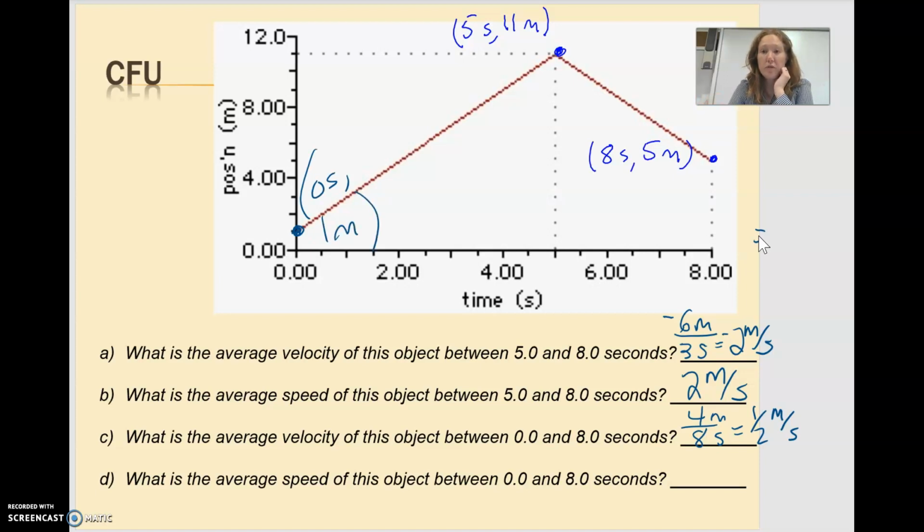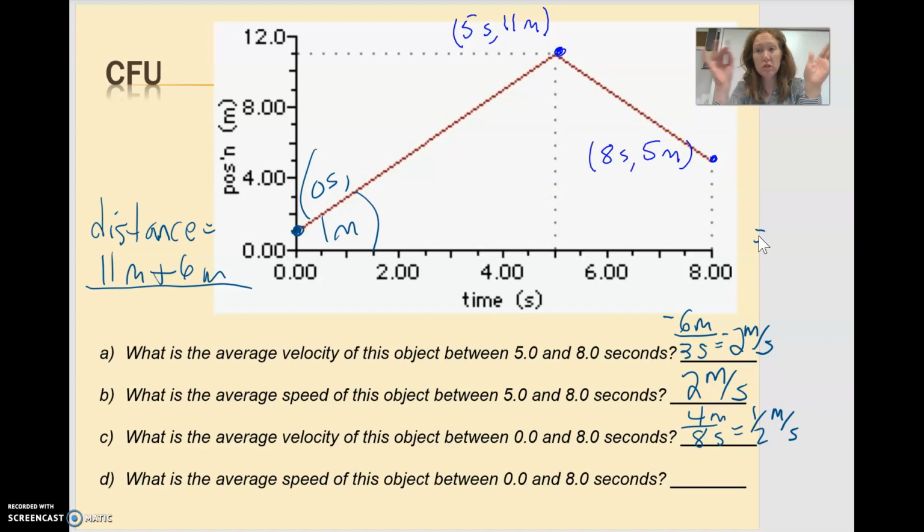So in the first 5 seconds, right? They went this whole 11 meters. So the total distance, I need to know that, is 11 meters plus, then they went from 11 to 5, so that's 6, okay? And then how long did the whole thing take? It took 8 seconds. That's how I'm going to do the total distance.